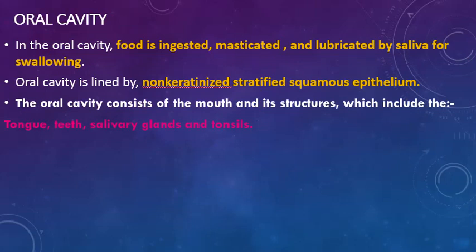Oral cavity. It's the first part of the digestive tract, also called the mouth or buccal cavity. In the oral cavity, food is ingested, masticated, and lubricated by saliva for swallowing. The oral cavity is lined by non-keratinized stratified squamous epithelial tissue. It consists of the mouth and its structures, which include the tongue, teeth, salivary glands, and tonsils.